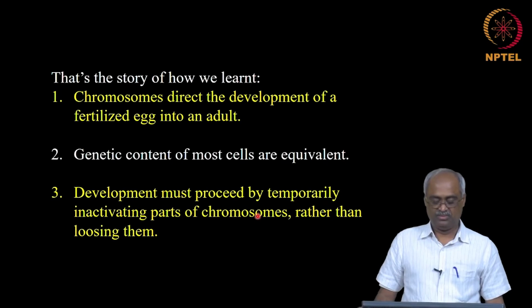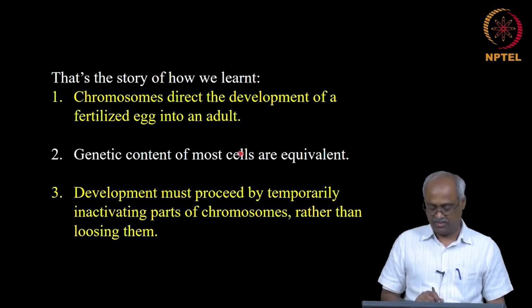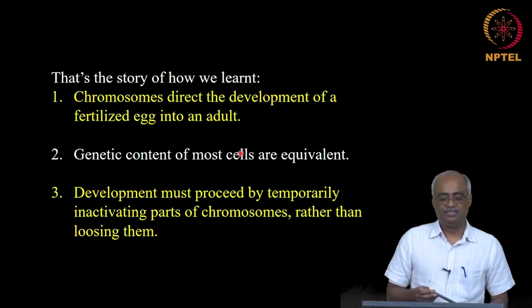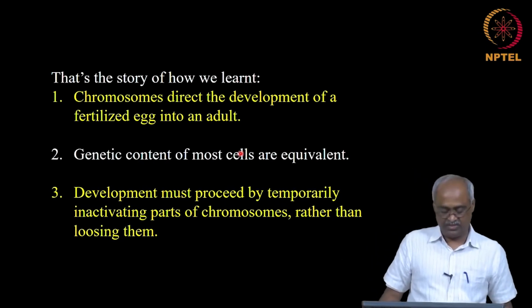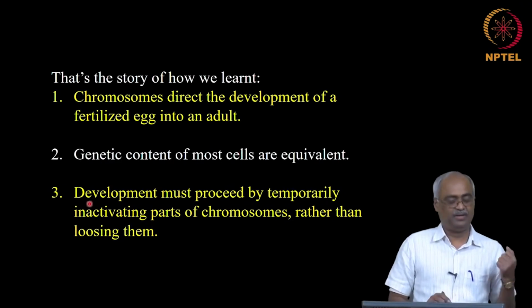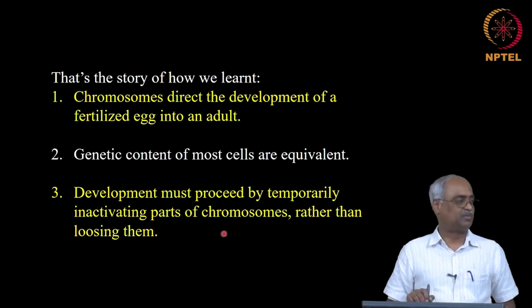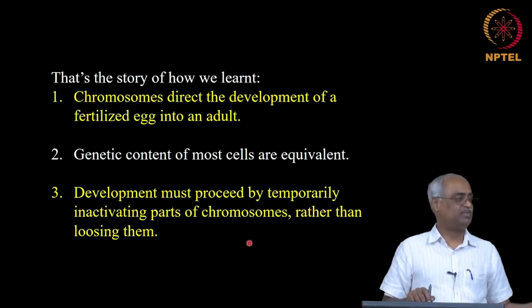So, this is actually how we learned chromosomes direct development, and the genetic content of most cells is equivalent. I am saying most because there are variations like our RBCs and immune cells. So, if that is the case, with the same set of chromosomes directing development, each cell has to become a different kind of cell. How does that happen? Therefore, the postulate here is that development must proceed by temporarily inactivating parts of chromosomes, because the chromosomes still exist; there is no chromosome diminution as we saw in Ascaris.